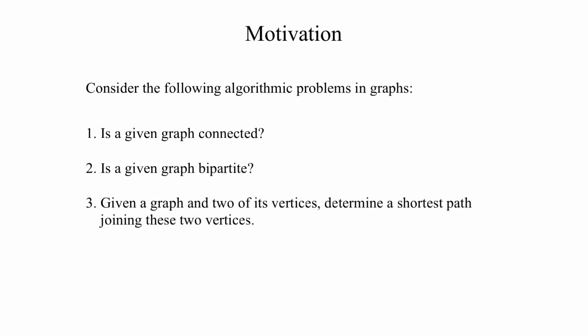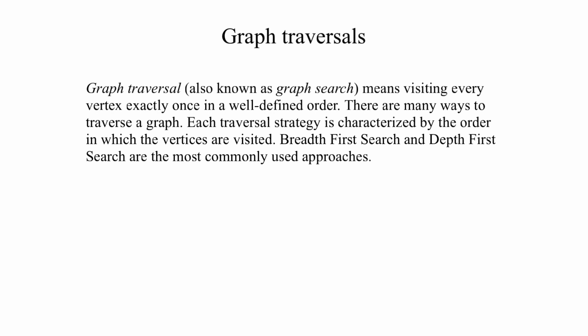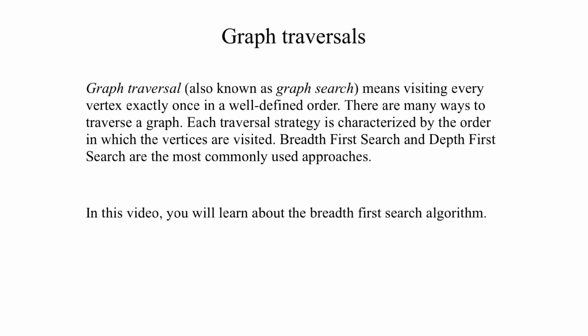Problems like these and many others can be solved by simply traversing the graph. Graph traversal, also known as graph search, means visiting every vertex exactly once in a well-defined order. There are many ways to traverse a graph. Each traversal strategy is characterized by the order in which the vertices are visited. Breadth first search and depth first search are the most commonly used approaches. In this video, you will learn about the breadth first search algorithm.